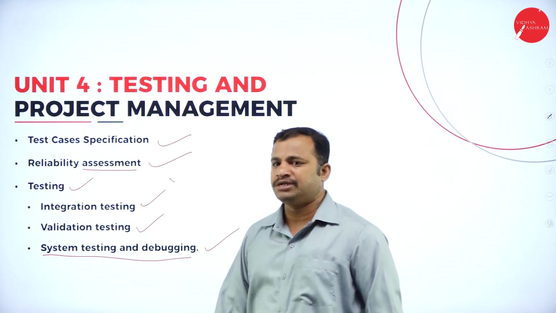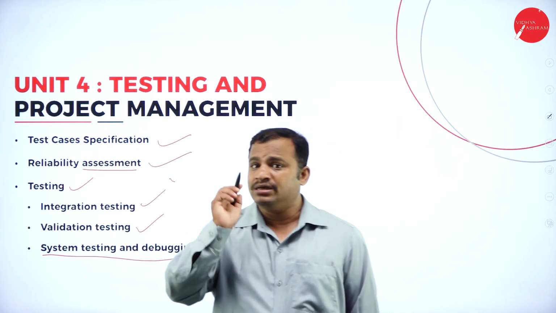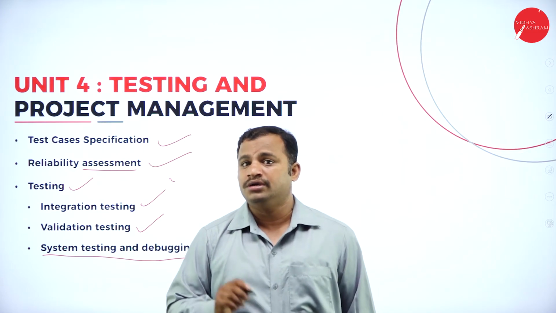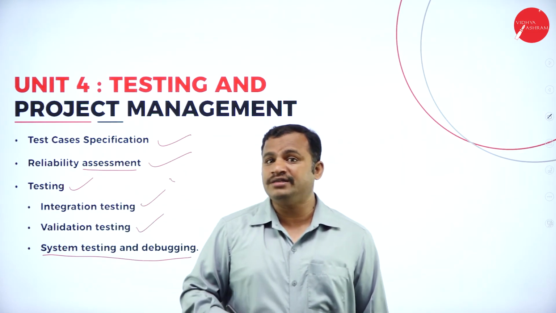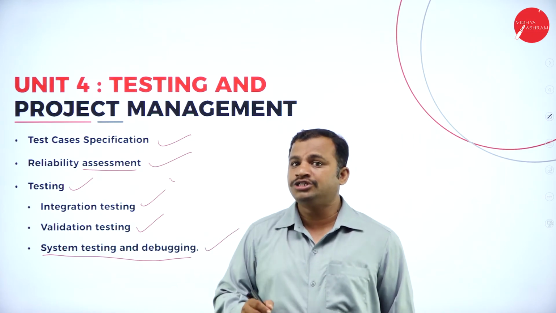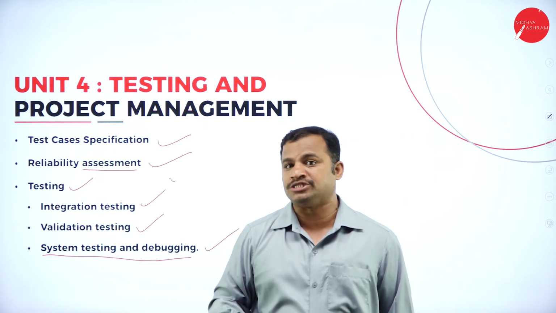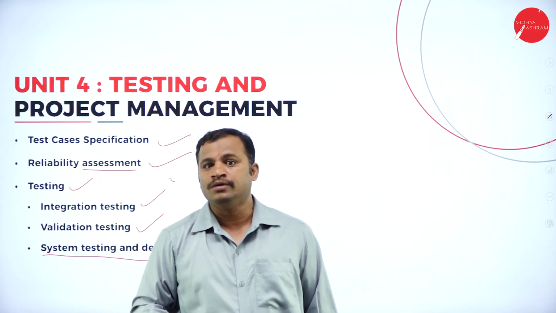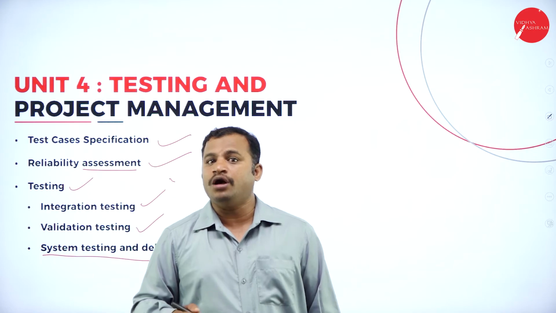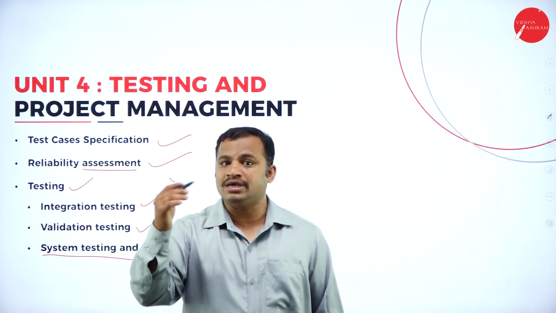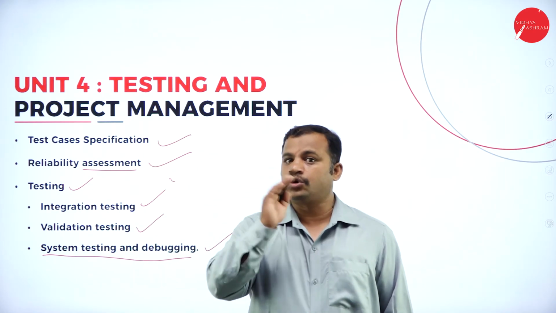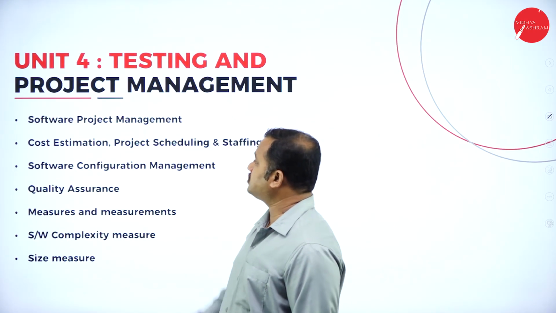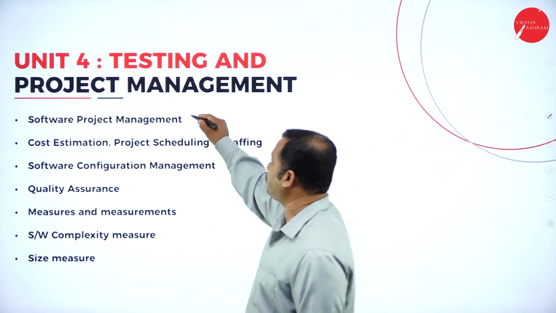Then we have system testing and debugging, whether errors are there in the system or not. You may not be able to identify the errors, that is, the logical errors, which may lead to some exceptions, such as divide by 0. Suppose the user enters some value that may lead to some unwanted errors. Those errors must be controlled in the form of system testing and debugging. Similarly, in this chapter, you will also come across software project management.